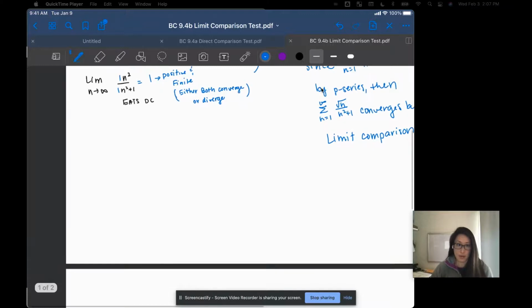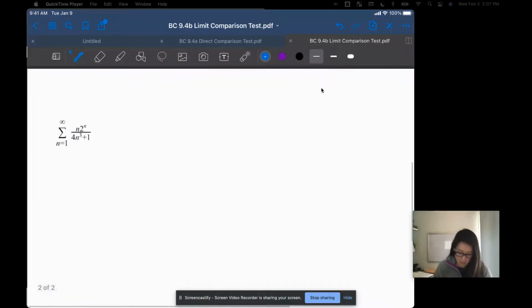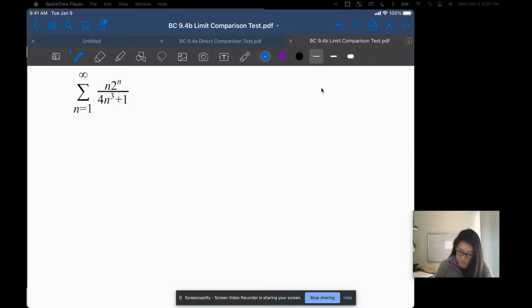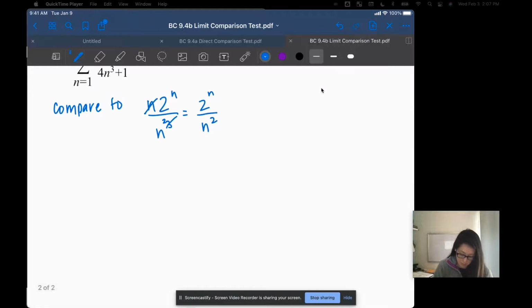We have the sum from n equals 1 to infinity of n times n squared, 2 to the n over 4n cubed plus 1. So I'm going to compare to n times 2 to the n over n cubed. Remember, I get to drop the coefficients, but I do need that base of 2 since it's 2 squared, okay? I can simplify this to 2 to the n over n squared, since those will cancel.